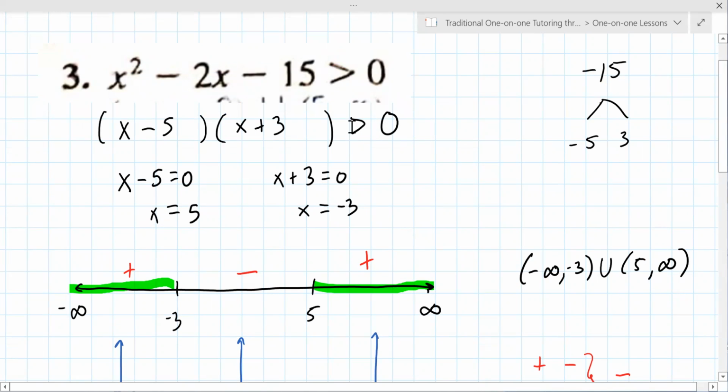That's why it's not included. It's exactly equal to 0, which is not the same as being greater than 0, and that's why they're excluded, because it's exactly equal to 0. Every time.